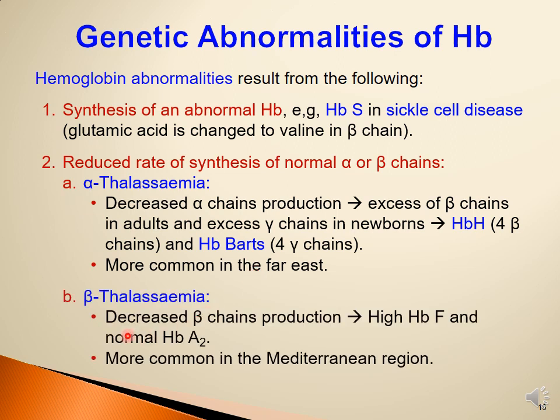We have another form of thalassemia called beta thalassemia, where there is decreased synthesis of the beta chain, and this will lead to a high level of hemoglobin F in the adult, with normal levels of hemoglobin A2, because it's composed of 2 alpha chains and 2 delta chains, and these are not affected in beta thalassemia. This beta thalassemia condition is more common in the Mediterranean region.